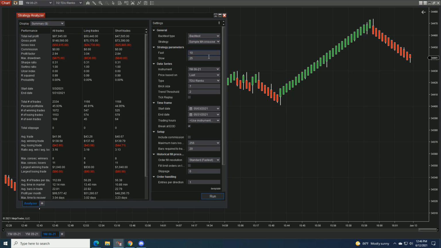This is the moving average crossover. None of this really matters here. The default is perfectly fine for our purposes. I'm running this on the June, and I'm looking at all the trading days in the month of May, and I've just clicked run, and look what we get here.